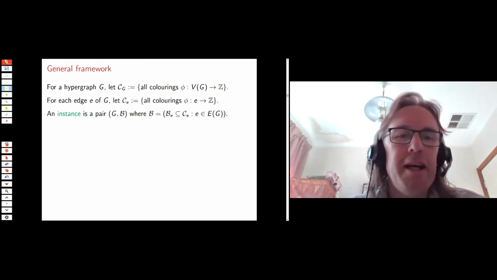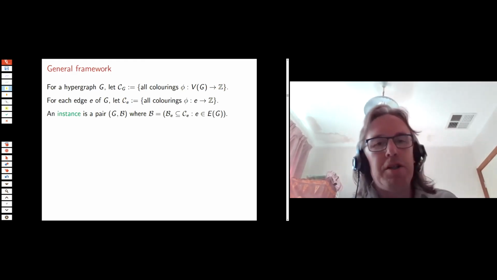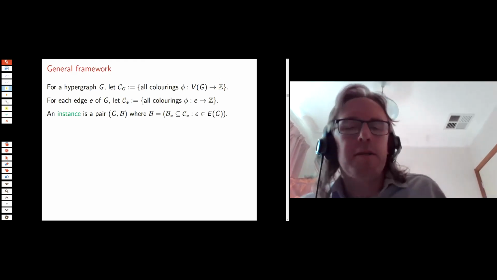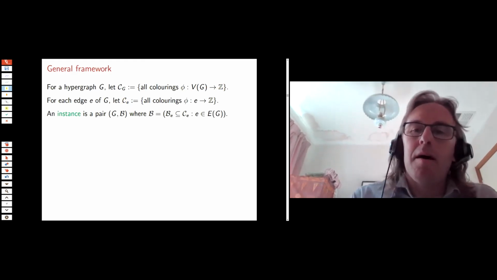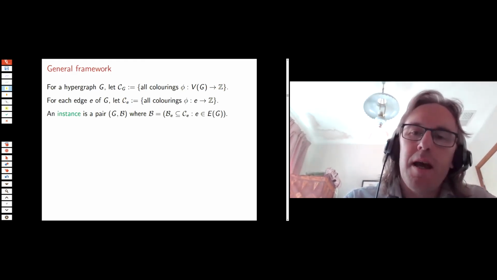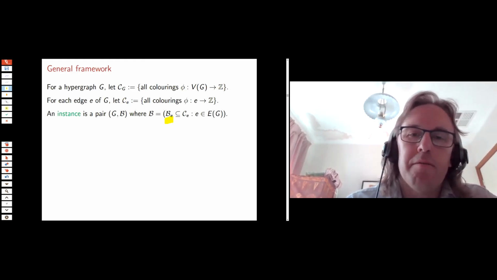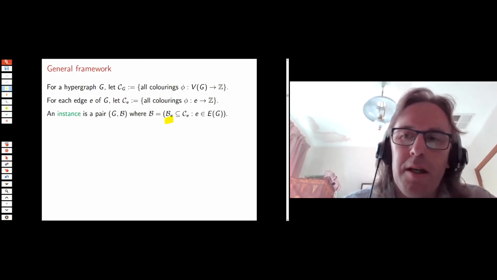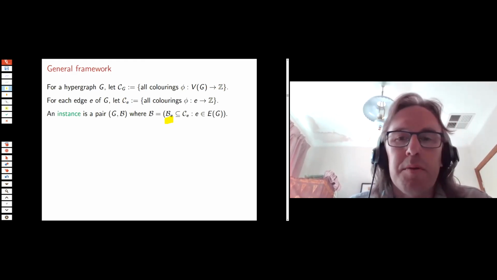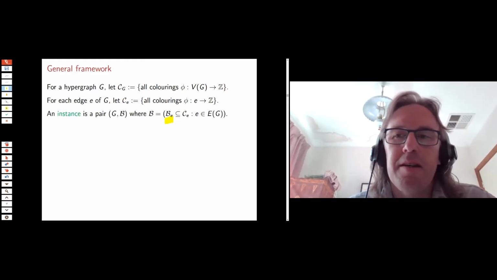Now I'm going to call an instance a pair (G, script B), where G is a hypergraph, and script B is a set of sets indexed by the edges of the graph. And all it means is that each entry here, B of E, is just some subset of C of E. I'm not making anything really specific here, but B of E is just a subset of the colorings of E. And you think of B of E as the bad colorings. These are the things you want to avoid.